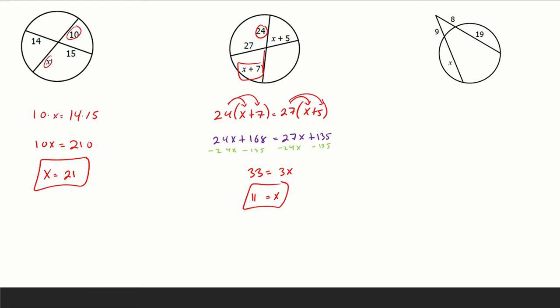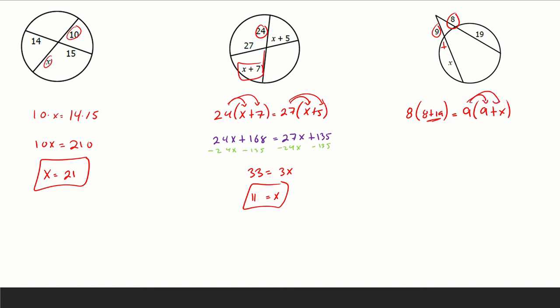For the last one, we set it up exactly how we've talked about. We have 8 times the whole thing, and the whole thing is 8 plus 19. On the other side, we have the outside part, which is 9, times the entire thing, which consists of 9 plus x. From here, we're going to simplify and distribute, right? So distribute this 9 to both of these.